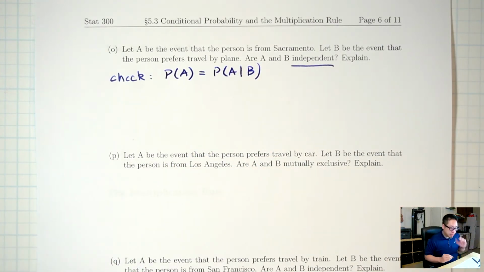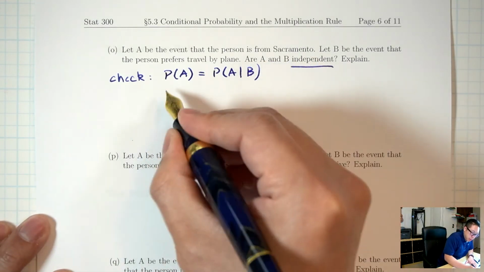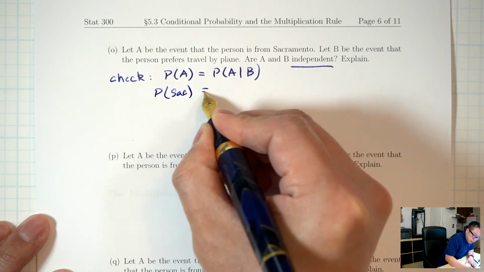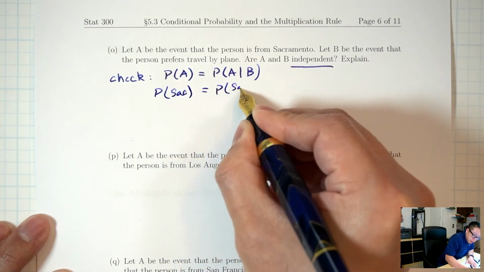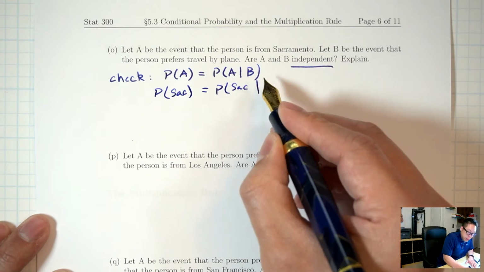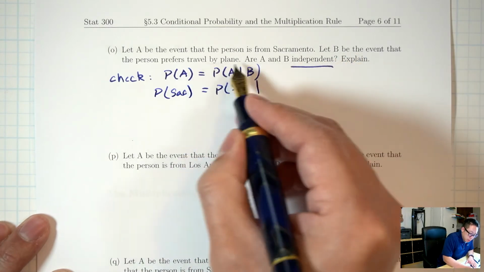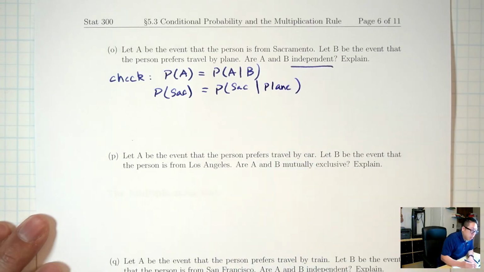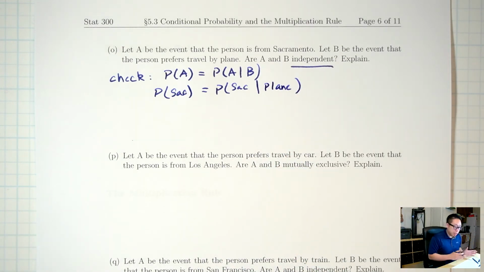And A and B mean something in this example. So A meant Sacramento. So this is probability of Sacramento equals probability of Sacramento given, and B meant plane. And what we're going to do here is just check the left side and check the right side. Left side, probability of getting someone from Sacramento.